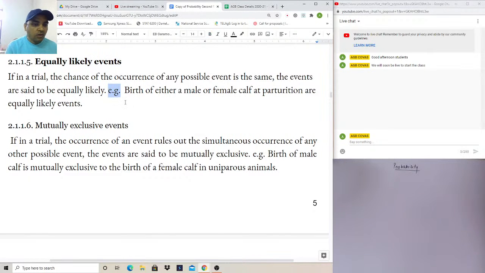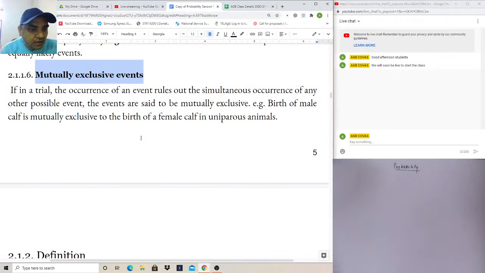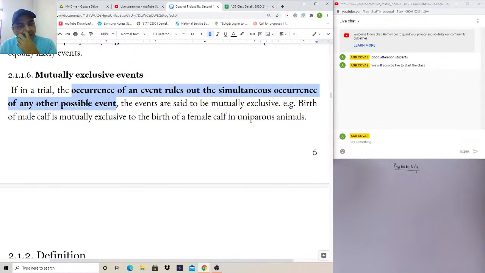Okay. Now comes your mutually exclusive events. What are mutually exclusive events? If in a trial, the occurrence of an event rules out the simultaneous occurrence of any other possible events, then the events are said to be mutually exclusive. For example, birth of a male calf is mutually exclusive to the birth of a female calf in uniparous animals.